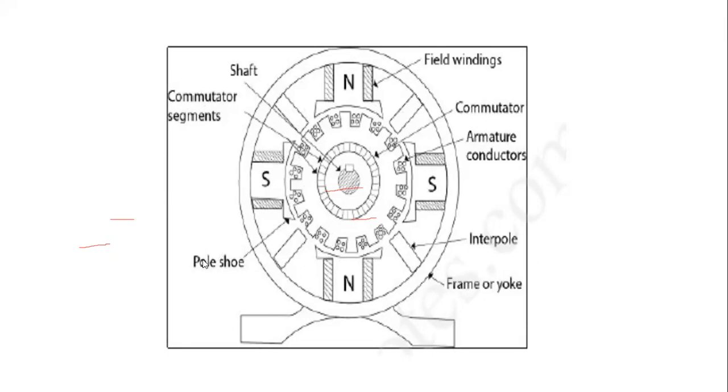Next one is the field system. The field system consists of three parts: pole core, pole shoe, and field winding. What is the purpose of the pole core? The pole core is used to hold the wound field windings. What is the purpose of the field winding? The field winding is used to produce the magnetic flux.